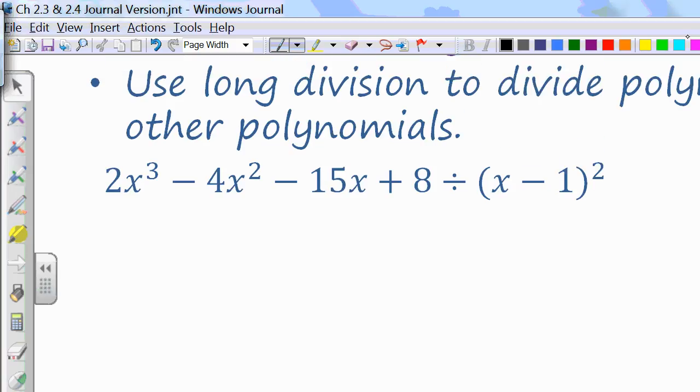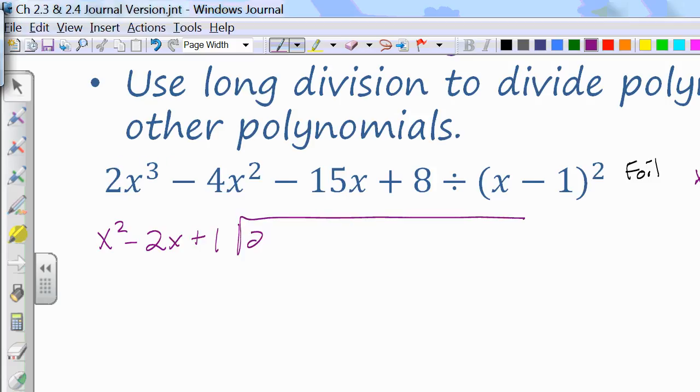Use long division to divide polynomials by other polynomials. I have (x minus 1) quantity squared. I'm going to multiply that out, so I'm going to FOIL. That becomes x squared minus 2x plus 1. So that's what I'm going to divide by. I have 2x cubed minus x squared plus 1.